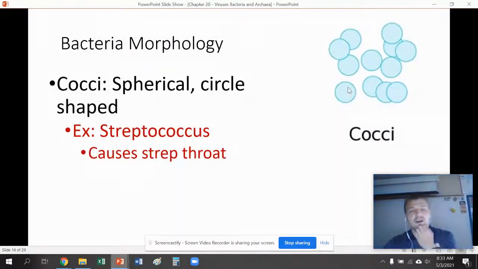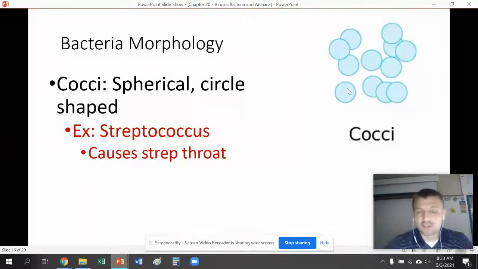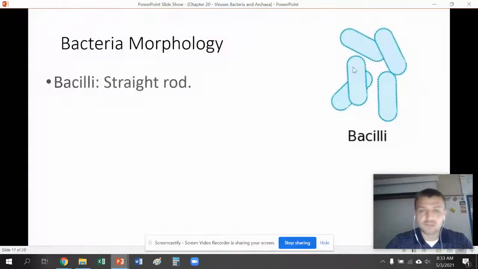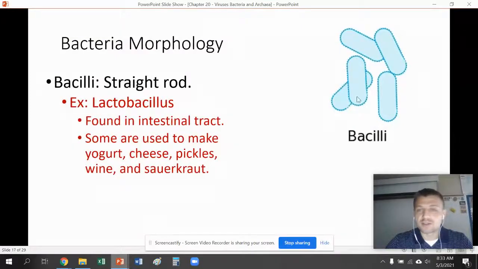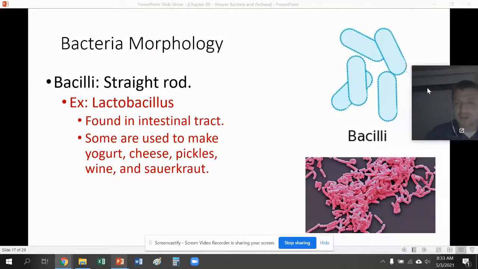All right, we have a couple of different morphologies or shapes of bacterial cells. The cocci is the spherical or circular shape. You can see the Streptococcus here. That's the type of bacteria that causes strep throat, and this is a circle. Bacillus, this is the straight rod, so this looks like a pill. Lactobacillus is the example that I give here. You can see how it looks like a pill.